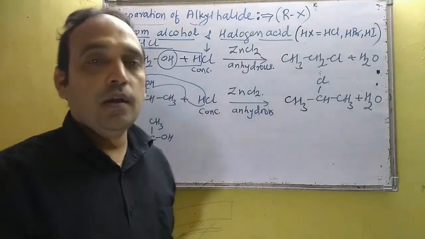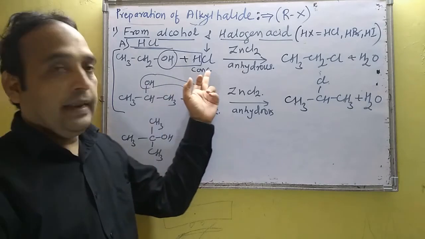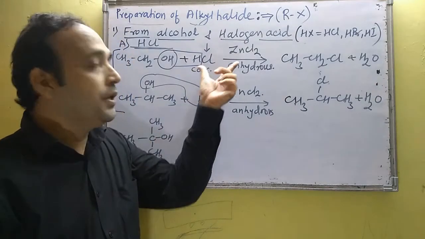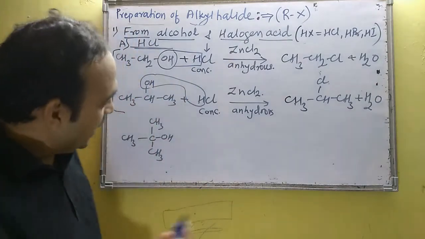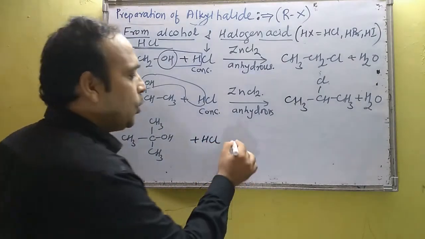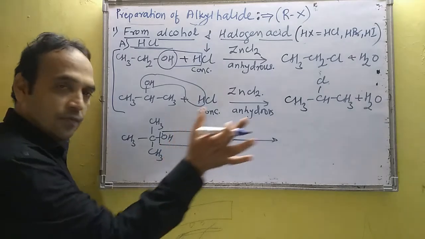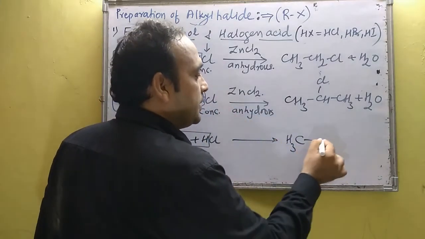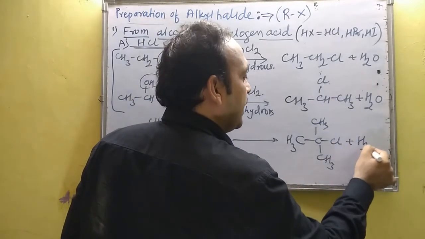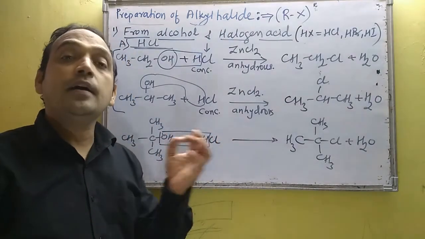So from alcohol and halogen acid, primary alcohol and secondary alcohol react with HCl in anhydrous zinc chloride, and this mixture is known as Lucas reagent. Now tertiary alcohol reacts with HCl without any condition, or we can say at room temperature. In this case OH is replaced by Cl, with removal of H2O, and we get a tertiary alkyl halide. Now the question arises, why does tertiary alcohol not require a reagent?